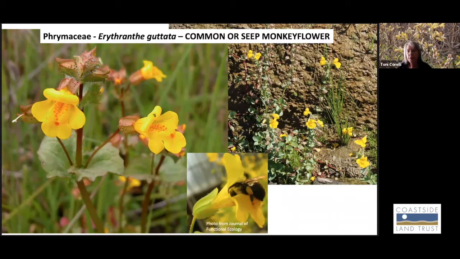We have found seep monkey flower in 13 preserves along the San Mateo Coast. This species grows throughout much of Western North America from sea level to 12,000 feet in elevation. Seep monkey flower along the coast flowers from June to August with these large yellow flowers spotted with red dots that serve as nectar guides to bees that pollinate it.